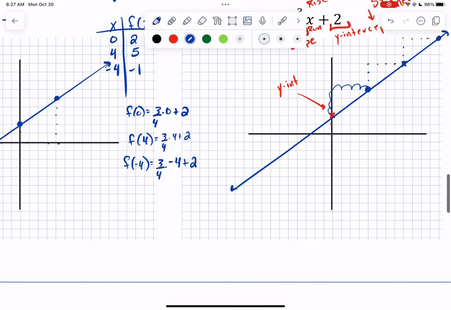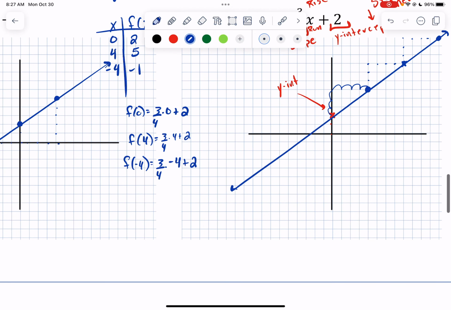Now, if you notice, it's the same as this line I got over here. We have the point (-4, -1). Sure do, right there. So it is the same line, except I didn't have to find all of these points. I was just able to identify slope and y-intercept.